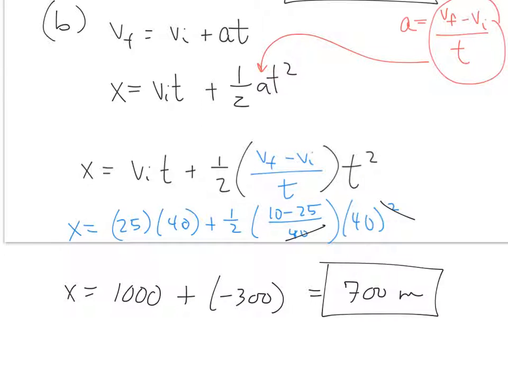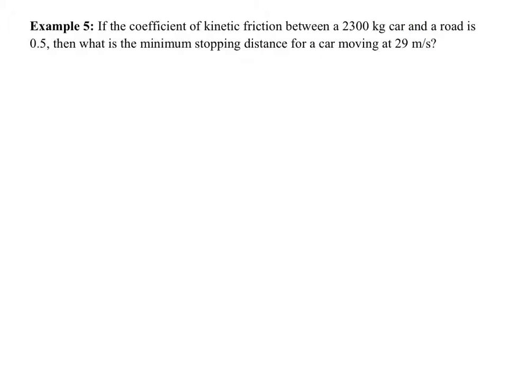Okay, next one. If the coefficient of kinetic friction between a car and the road is 1/2, what is the minimum stopping distance for a car moving at 29 meters per second? Okay, it's moving at 29 meters per second. And we want to figure out what the stopping distance is in this problem. So, to figure this out, we need to figure out how long it's taking. How long is it actually going to take time-wise?